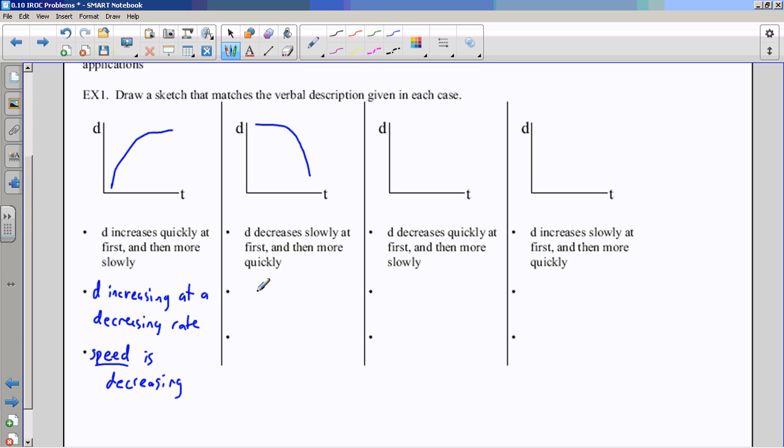So what can we say? D is decreasing, but faster and faster. D is decreasing at an increasing rate. So you're thinking, okay, what's going on with the speed? Well, if it's decreasing at an increasing rate, that means the speed is increasing, isn't it? Going faster.